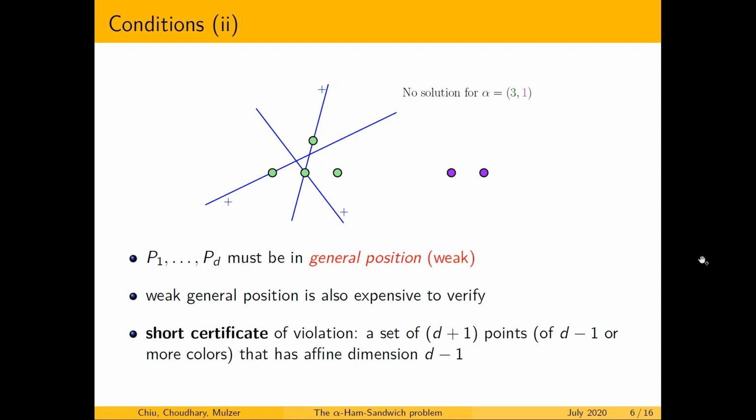Also, weak general position is very difficult to verify, but there is a short certificate of violation, which is simply a set of d+1 points that has an affine dimension of d-1 or lower. Here, the restriction is that these points should have d-1 or more colors, which is why we only need a weak position.